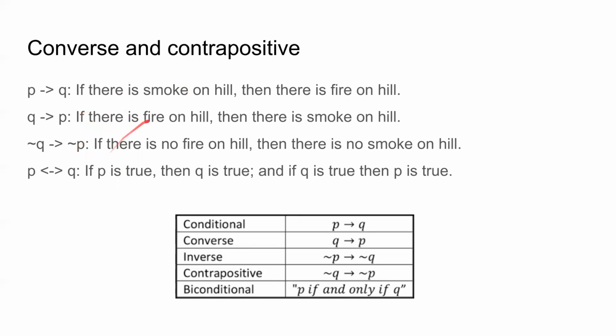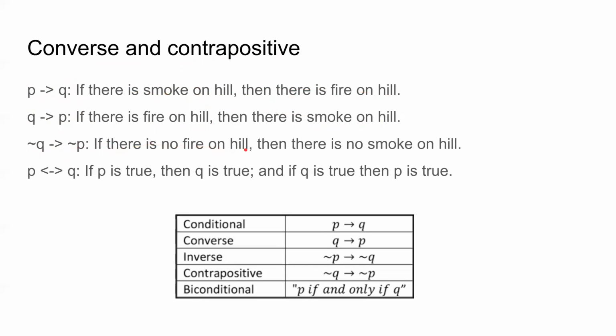So let's learn a few more things about implication. Converse of an implication. Let's say this is the implication P implies Q. The converse of this is Q implies P. If there is smoke on the hill, then there is fire on the hill. This is the simple implication, and the converse of this is if there is fire on the hill, there is smoke on the hill. So if the first statement is true, it doesn't mean that the second has to be true. Then we have contrapositive. This is the contrapositive: negation of Q implies negation of P.